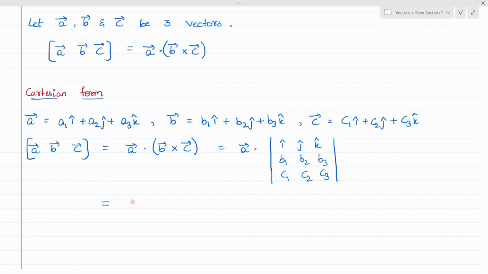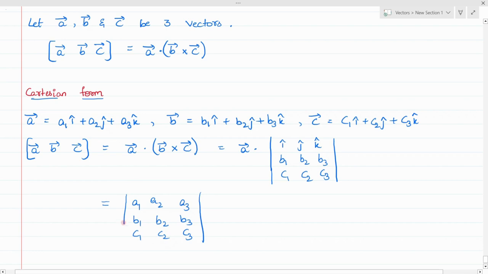When you do that, you will get it in this way: A1, A2, A3, B1, B2, B3, and C1, C2, C3. Now take the determinant of this. Finally, the output you get is a scalar quantity because we don't have any unit vectors like i cap, j cap, or k cap. This is the reason the final product is a scalar quantity, and hence it is called the scalar triple product.